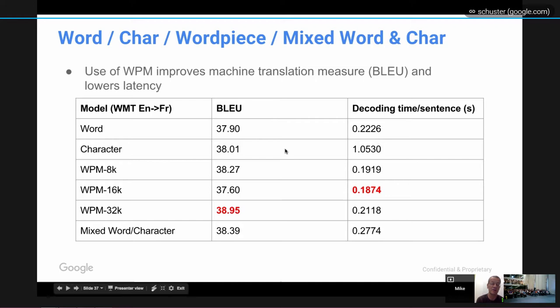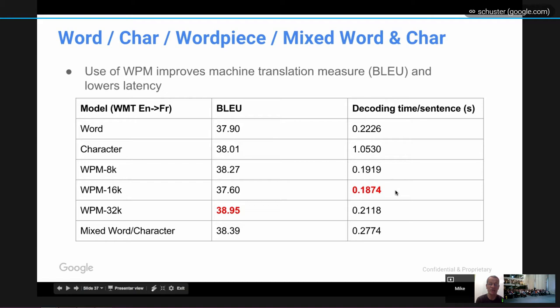What is also interesting is the decoding time on the right side. You see that the fastest model was our 16K word piece model, and this was faster than the word model and also much faster than the character model. Here we see the problem with the character model: because the sequences are longer, the decoding time goes up a lot. So why is the word piece model the fastest?